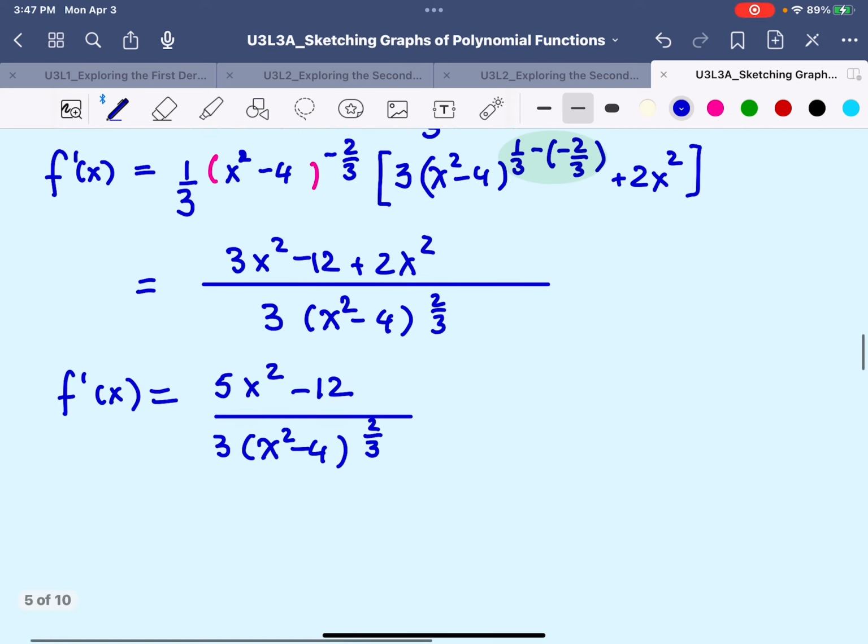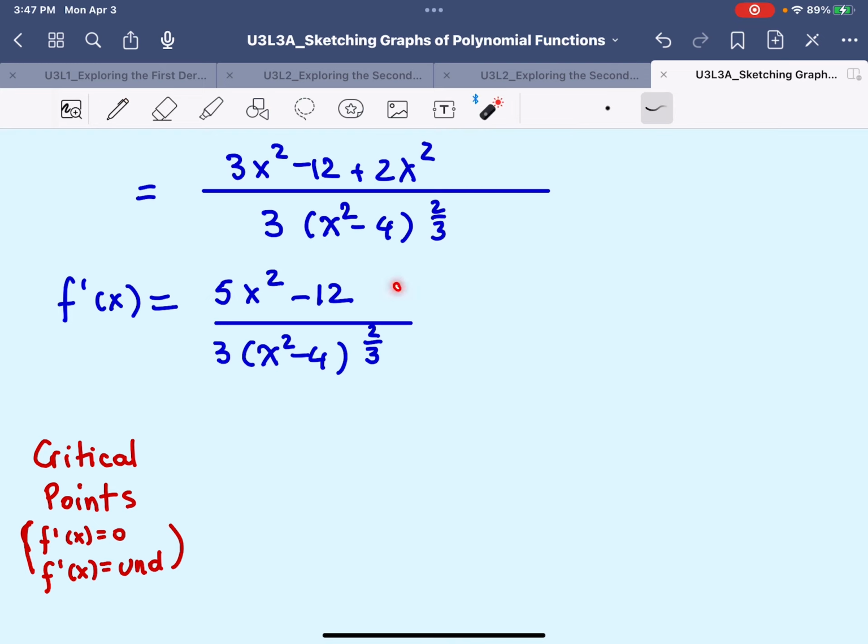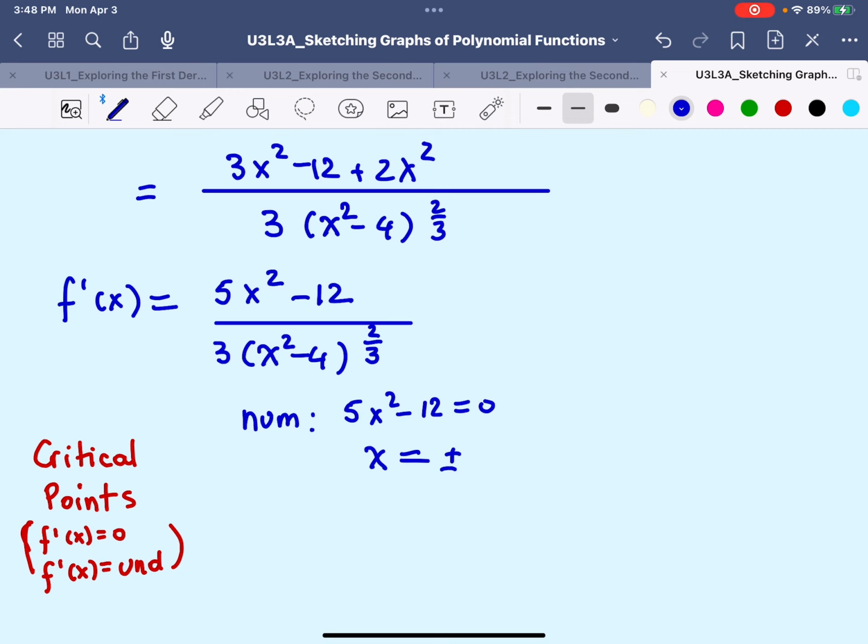So we need to find the critical points. For critical points, we make the derivative equal to 0. Remember that the critical points are wherever f prime of x is equal to 0 or f prime of x is undefined. And this is the reason why whenever we have a derivative in rational form, we have to study the signs of both numerator and denominator separately. So in the numerator, we have 5x squared minus 12 equals 0 when x equals plus or minus the square root of 12 over 5. Simplifying this, plus or minus 2 times the square root of 3 over 5.